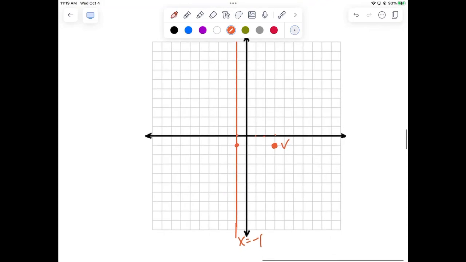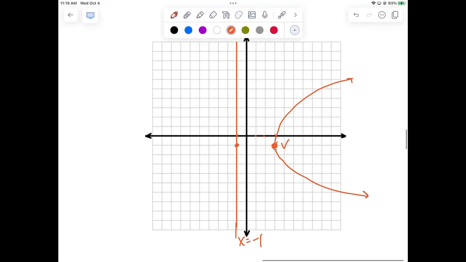Does this one open to the left or to the right? Yeah, it opens away. It either eats the focus or it goes away. It's repelled by the directrix. So it's going to open this way. It's going to open that way, away from the directrix.